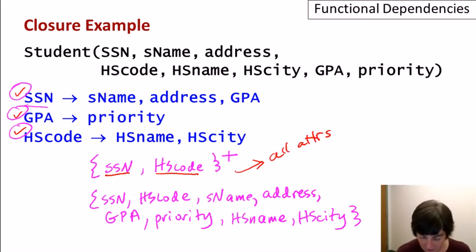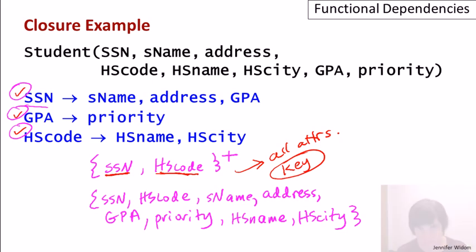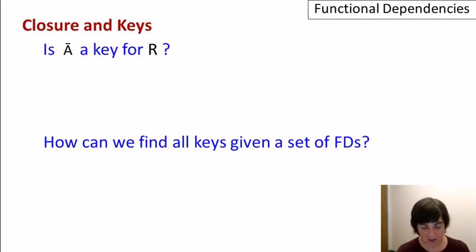Now, I didn't pick this particular example at random. We took two attributes, social security number and high school code. We computed their closure, and we discovered that they together functionally determine all attributes of the student relation. Now remember just a few slides ago, when a set of attributes functionally determine all the attributes, then those attributes together form a key for the relation. And in fact, if you think about it, social security number and high school code together are a natural key for the relation. A student might go to multiple high schools, but there's no reason to have more than one tuple with the combination of a particular student and the high school they attended.